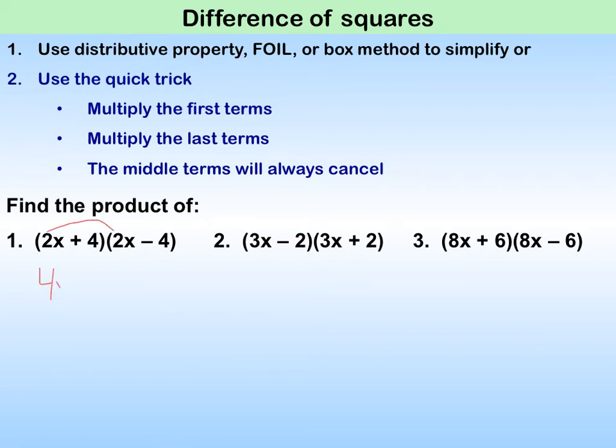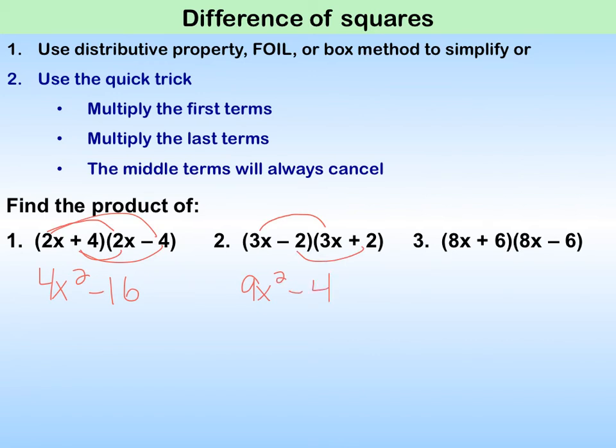As you would go through FOIL, you can say, hey, that's going to be 4x squared. This would become minus 8x plus 8x, so that cancels, so there's no middle term, and then minus 16. Example 2, I see the same two binomials, opposite signs, so really we can skip OI and just do the first terms to get 9x squared and the last terms to get minus 4.